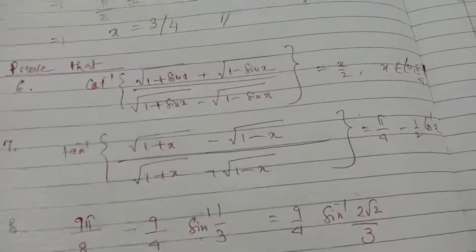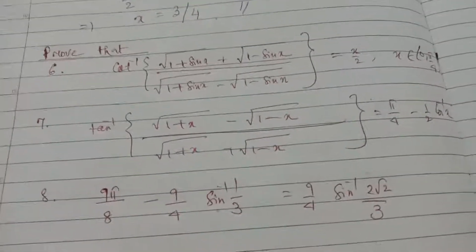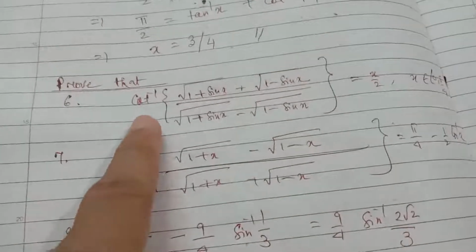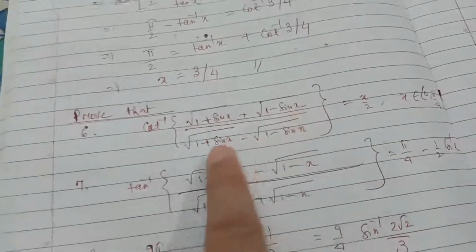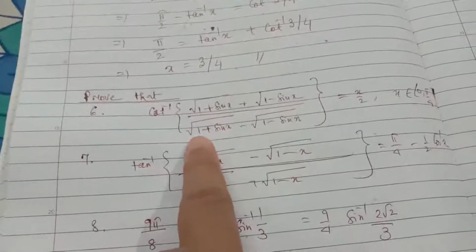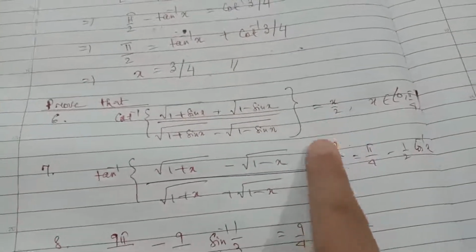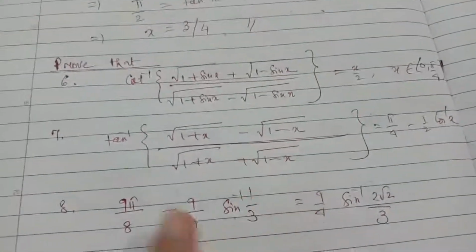Now I have taken another three very important questions from the NCERT book. These are very important questions. Let us prove them one by one. Number 1, prove that cot inverse of (root over 1 plus sin x plus root over 1 minus sin x) by (root over 1 plus sin x minus root over 1 minus sin x) is equal to x by 2, where x belongs to 0 to pi by 4. Okay, so let us prove this one.